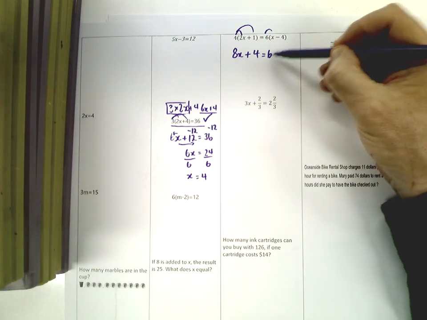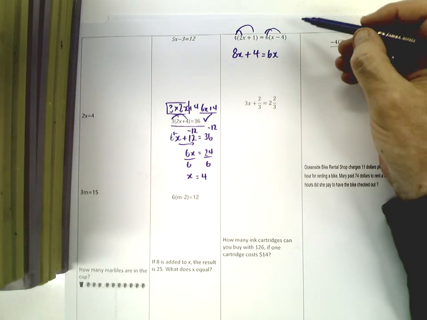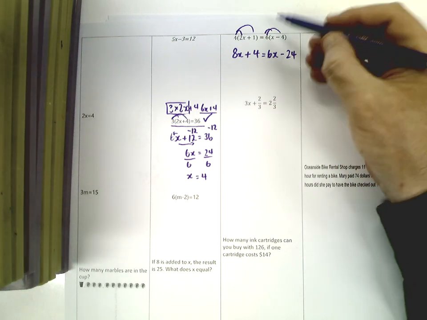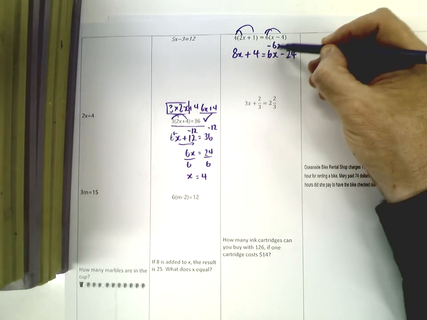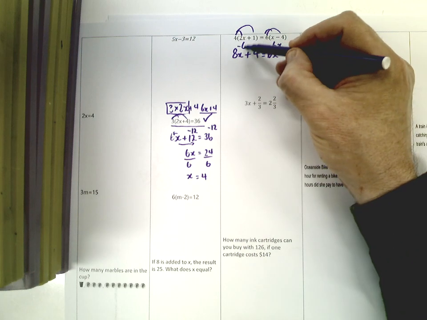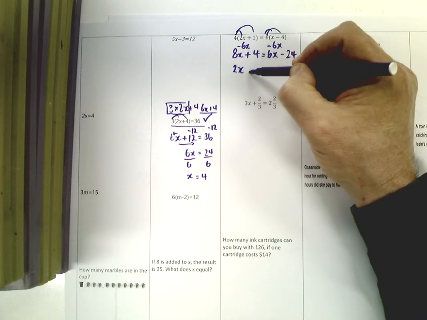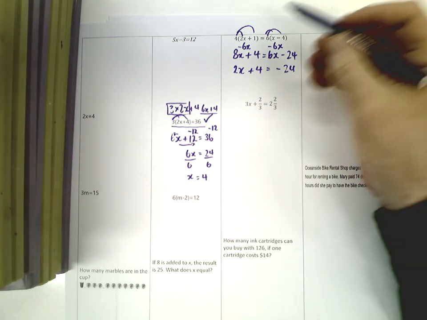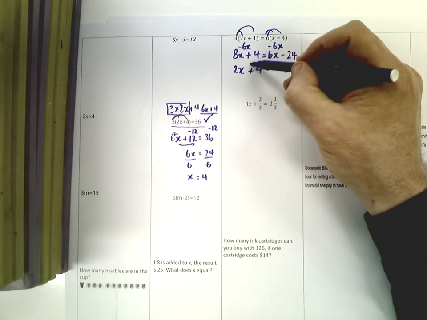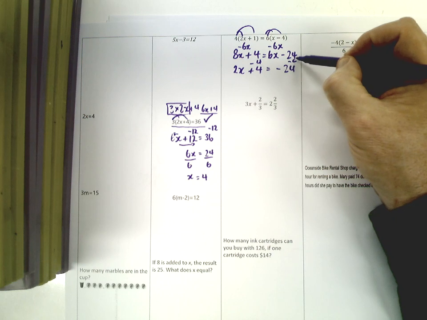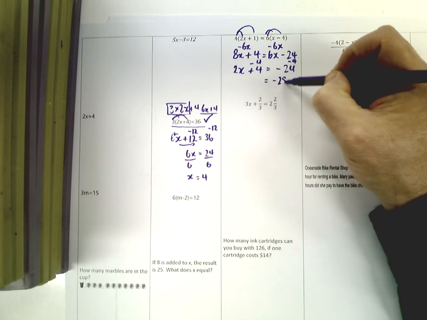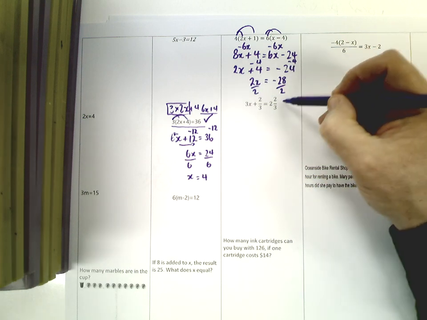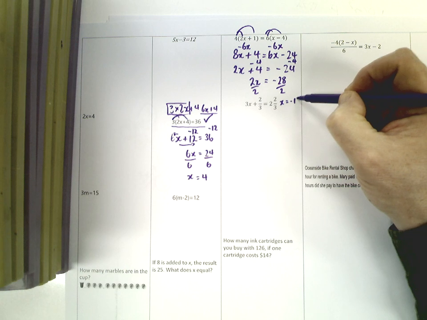6 times x is 6x, and 6 times minus 4 is minus 24. And of course, we've got x's on both sides, so I'm going to get rid of one of the x's, the littlest. 8x minus 6x is going to give me 2x plus 4, and that's going to be equal to negative 24. And then, of course, here, I'm going to take the 4 first and take the 4, so it's going to give me negative 28, and then 2x, and then I'm going to divide by 2 and divide by 2. So x is going to be equal to negative 14.